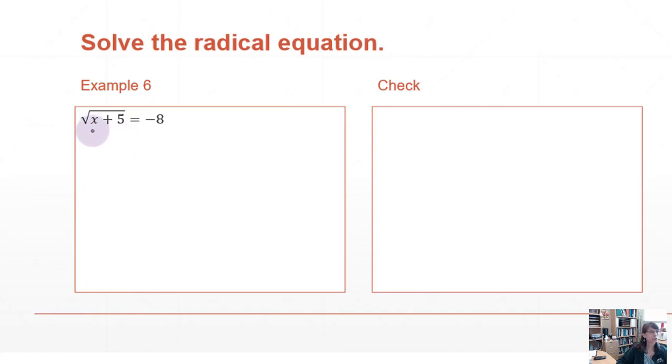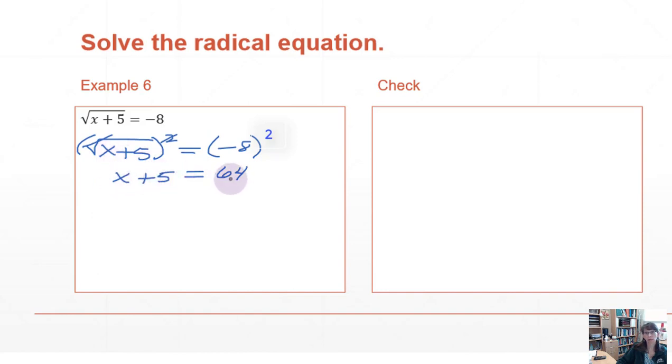In this next equation, we have a radical of x plus 5 equal to negative 8. Since it is a square root, we can undo the square root with squaring each side of the equation. So we're going to take the square of this square root quantity x plus 5 and set that equal to the square of negative 8. Now remember, when you square a negative number, you're going to have negative times negative, or positive 64. On the left side, when you square a square root, you are undoing that radical, leaving x plus 5.